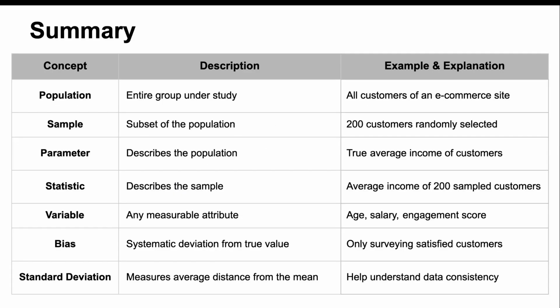Summary. Let's review the key concepts we covered today. Population: the entire group under study. Sample: a subset of the population. Parameter describes the population and statistic describes the sample. Variable is any measurable attribute, and bias is systematic deviation from the true value. And standard deviation measures average distance from the mean.